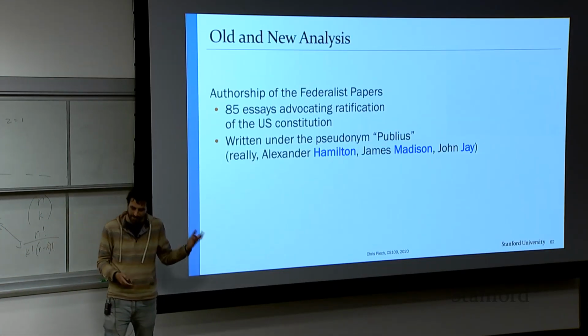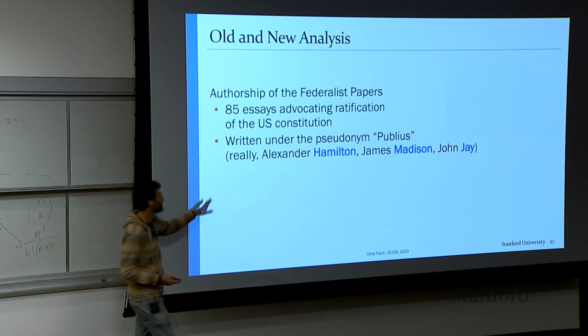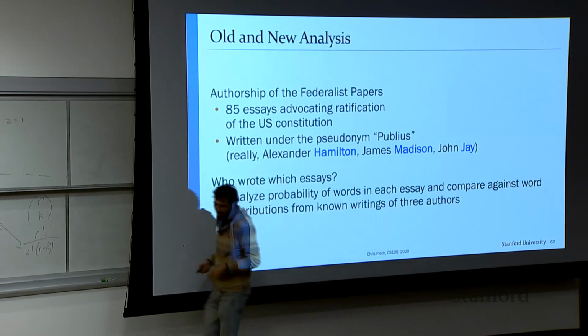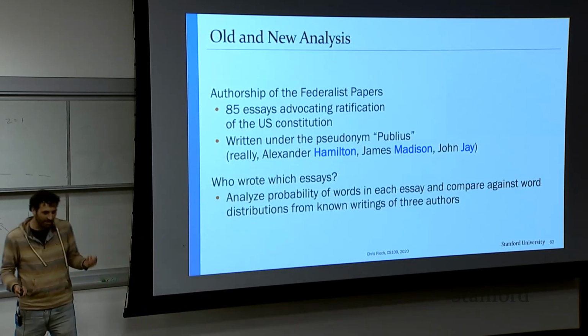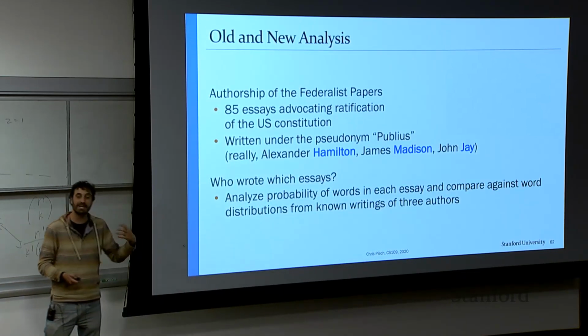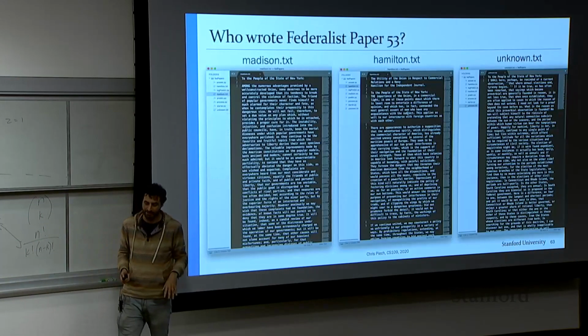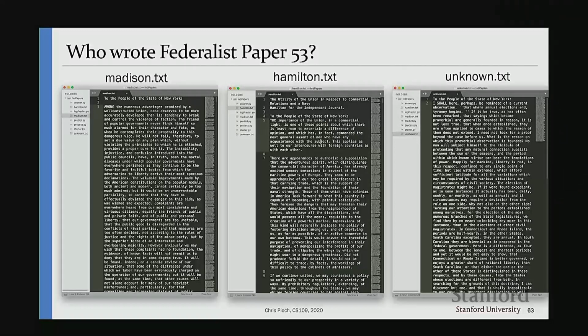So there's 85 essays, as we mentioned. They're all written under the same Publius, but the real authors were these 3 people. And we want to know who wrote each essay, and we're going to use probabilistic analysis of the words in the essays to figure out which of the authors actually wrote it. I'm going to focus on a particular one, paper 53. Alexander Hamilton and Madison both claimed to have written paper 53.